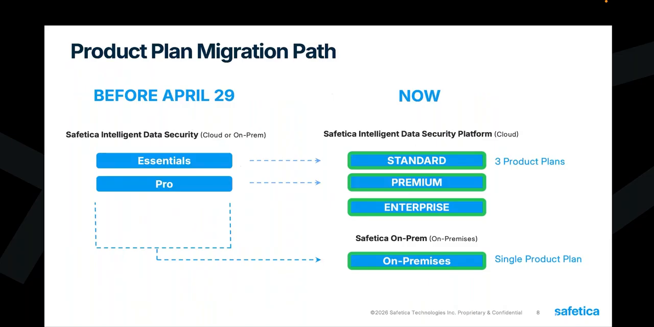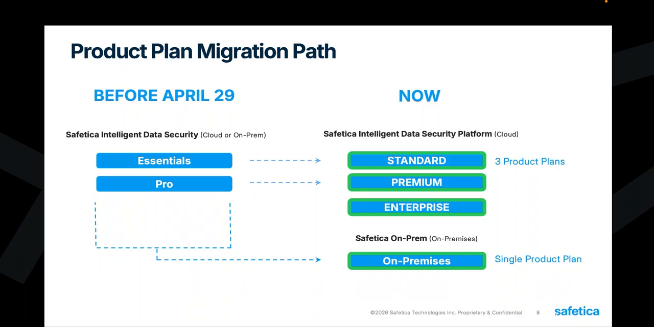As part of this adjustment, we migrated customers from their old plans to new plans. Before April 29th, on the left, our offering was a single solution that you could use as a SaaS solution or on-prem, and we offered an Essentials and Pro plan. But now with two solutions, Safetica Platform will have a Standard, Premium and Enterprise plan, as I mentioned before.